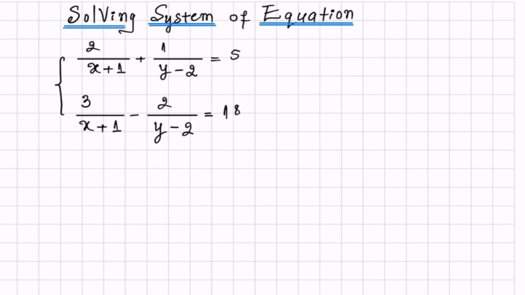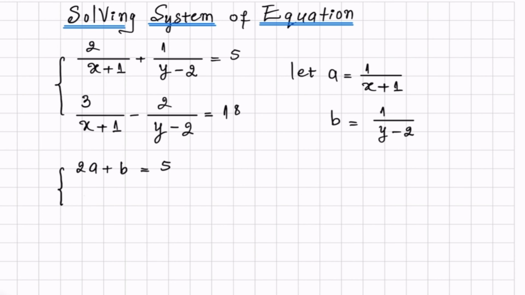Hi everyone, in this video tutorial we are going to solve a system of equations. As we can see, this equation has a trick and we need to let a equal to 1 over x plus 1 and then b equal to 1 over y minus 2. So then we will get the new system of equations in terms of a and b, which is 2a plus b equal to 5, 3a minus 2b equal to 18.